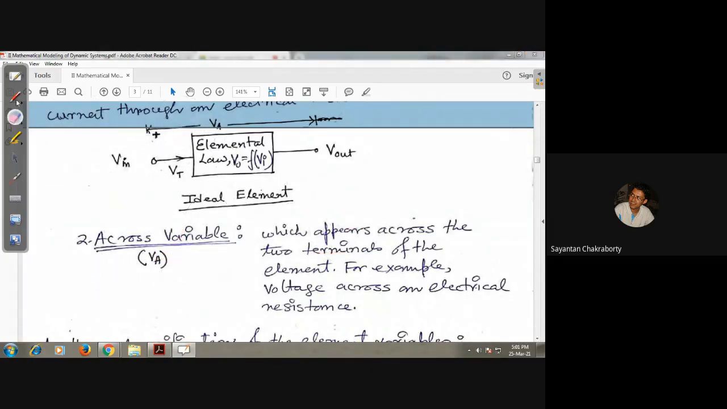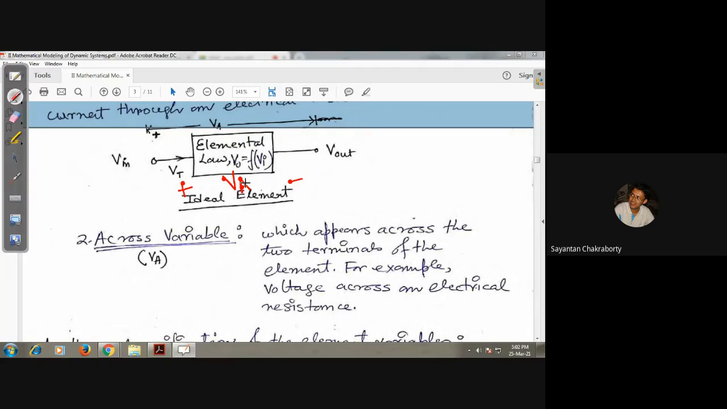So the voltage will appear across these two terminals. So this will be an across variable. In terms of an ideal element, there will be two types of variables associated. In terms of its nature, if it appears across the element, it is called an across variable.